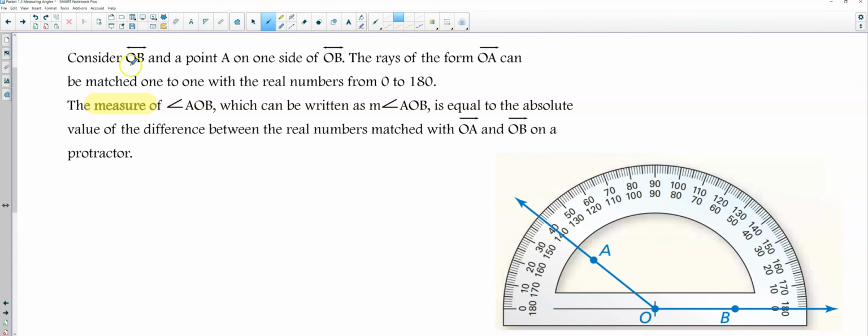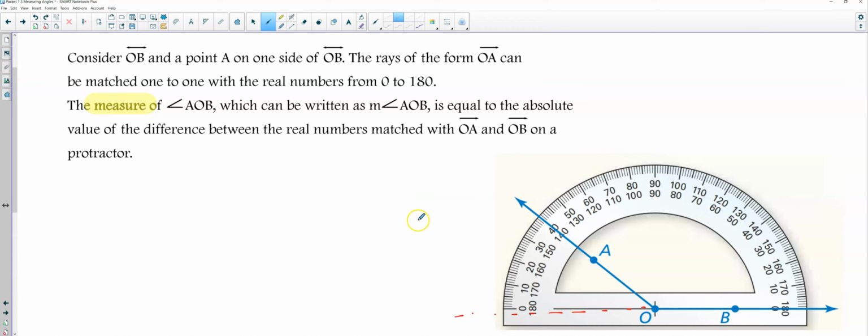Now, let's read this through. Consider line OB. Remember, this is line OB. The line will go and keep going this way forever. So consider this line and a point A on one side of line OB. So here is point A, which is on the upper side of the line. The rays of the form ray OA, which goes this way forever, can be matched one-to-one with the real numbers from 0 to 180.